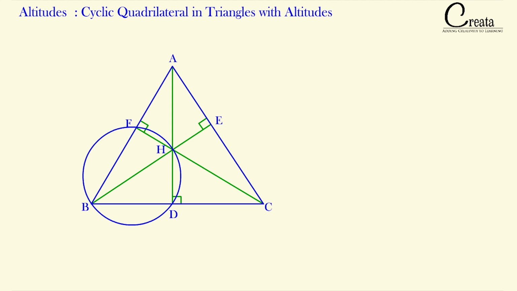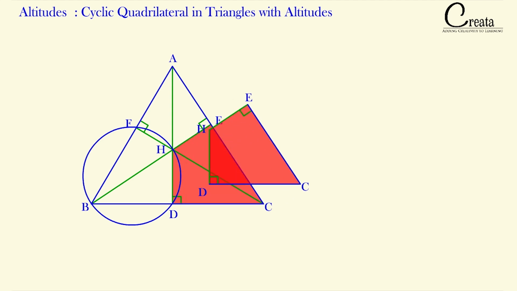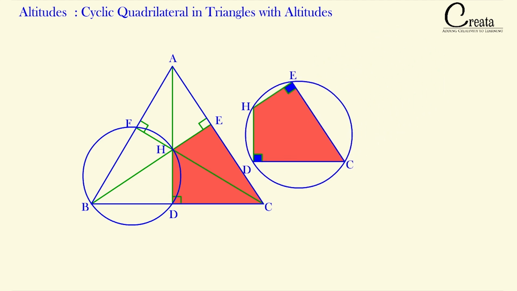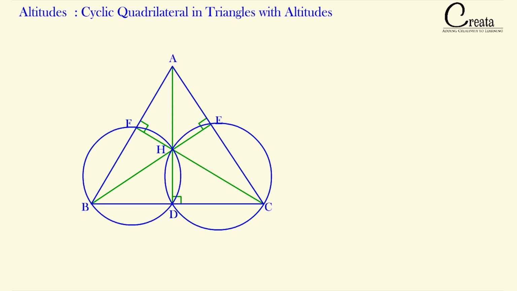Similarly, can we say DCEH is also a cyclic quadrilateral? That is, the sum of angle D plus angle E is equal to 180 degrees. These angles are supplementary. So we got DCEH is also a cyclic quadrilateral. We got 2 cyclic quadrilaterals.